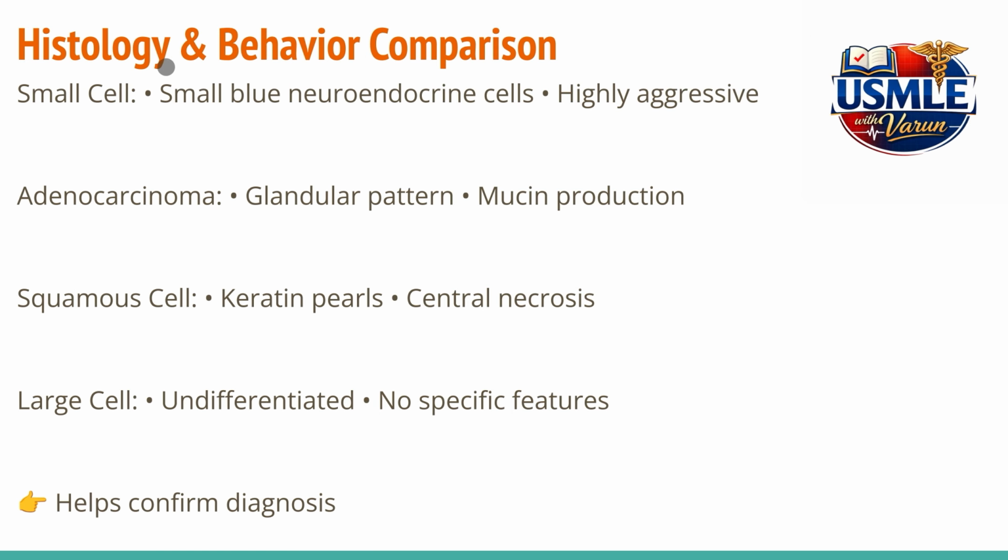Once you identify the location, the next step is to look at the histology. Small cell carcinoma shows small, dark-staining neuroendocrine cells, and it is a highly aggressive tumor. Adenocarcinoma forms glands. It shows a glandular pattern and produces mucin. Squamous cell carcinoma shows keratin pearls and often central necrosis. Large cell carcinoma lacks differentiation. It doesn't show any specific features. So histology helps us confirm whatever we have suspected based on the location.